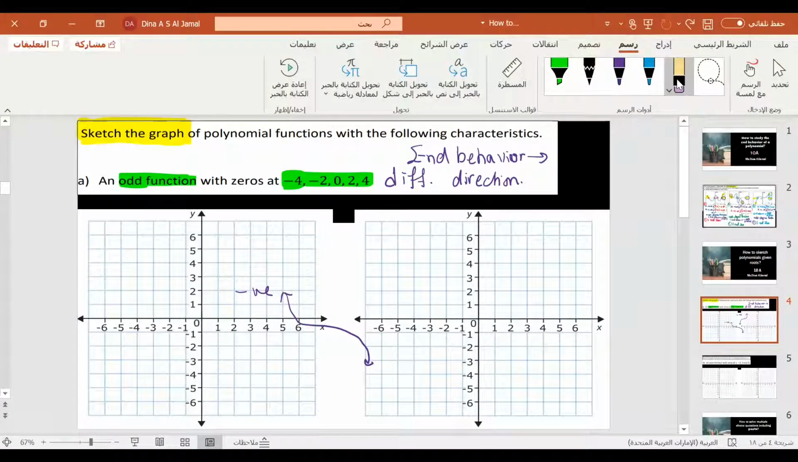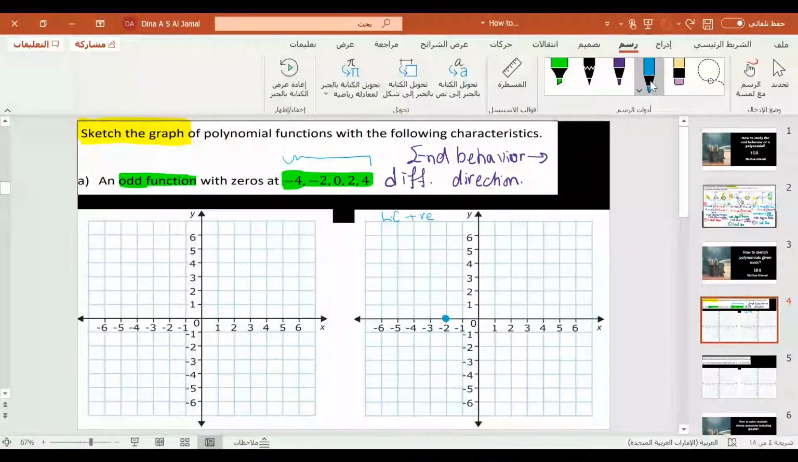So let's try to graph it together. Now, what is the benefit of the zeros that he gives me? Previously, I told you that the zeros are all about the x-intercepts. So you will go and put and highlight these numbers. Let me start. If you have a positive leading coefficient, first of all, you will put these points: -4, -2, 0, 2, and 4.